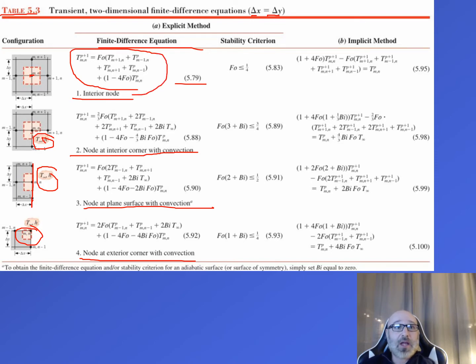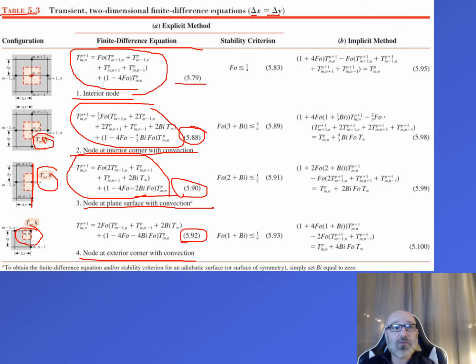For our node at an internal corner with convection, we have 5.88, given by this relationship here. Same thing here for the node at a planar surface with convection. We have equation 5.90 right there. And for the last one, we have 5.92 for our node at an exterior corner with convection, given by this relationship right here. Now we can also see our stability criterion right here.